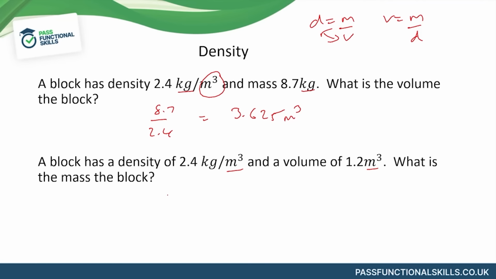And we want the mass. So density is the mass divided by the volume. So density times the volume is the mass. So the density is 2.4 multiplied by a volume of 1.2, and 2.4 times 1.2 is 2.88. And since this is kilos per cubic meter, this would be kilos and not grams.